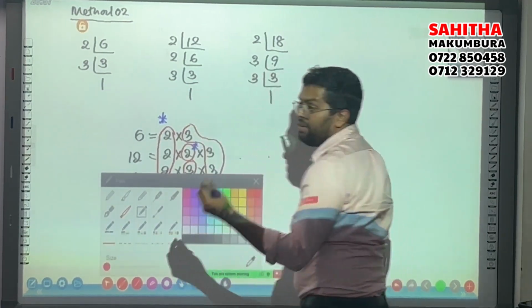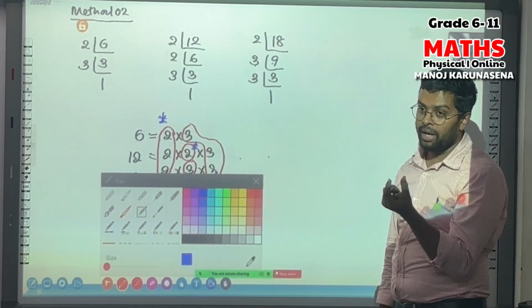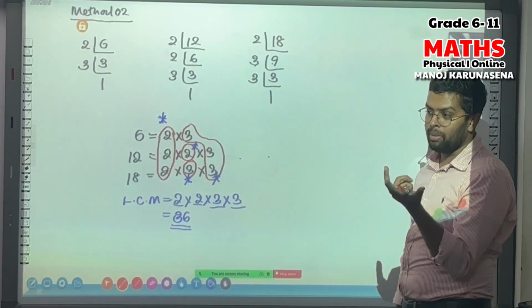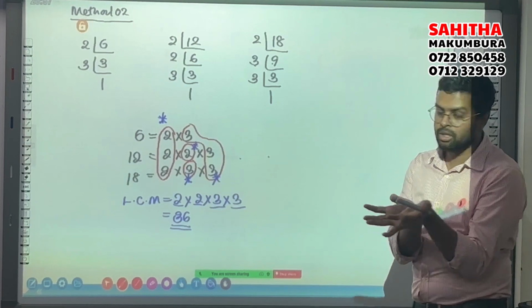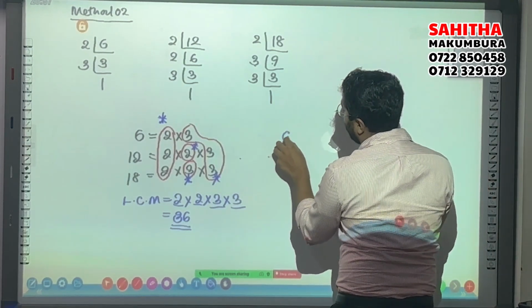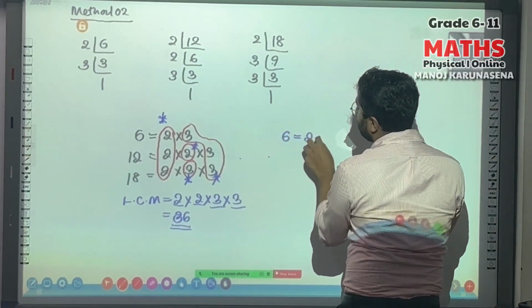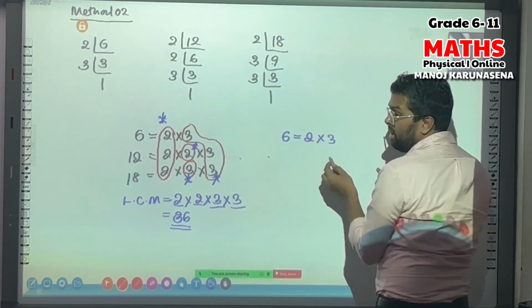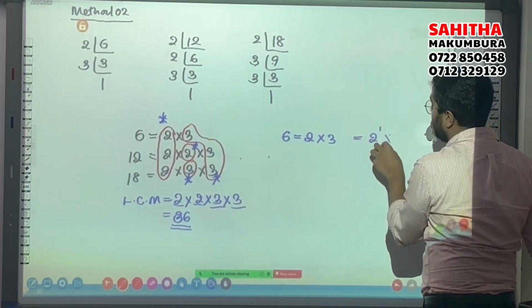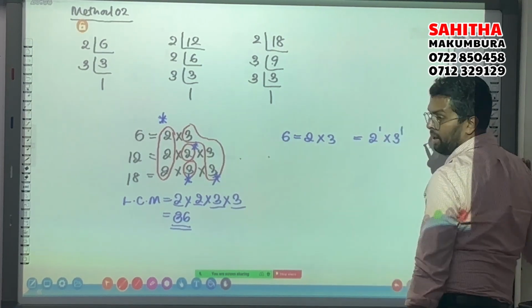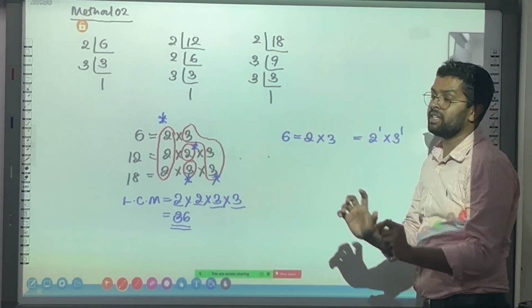Right. This is the method we are actually using in grade 10, right? In order to find the least common multiple of not only numbers but also algebraic expressions. Today, 6 I can write it as 2 times 3. Right? Now I am writing it as powers. 2 to the power 1 into 3 to the power 1. I am converting those products into powers.